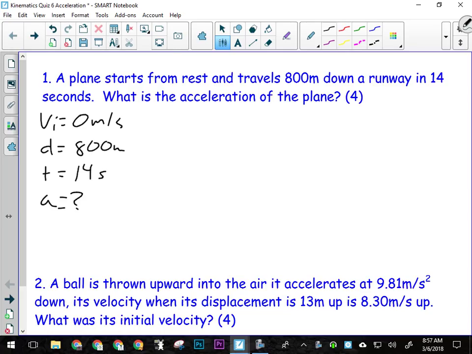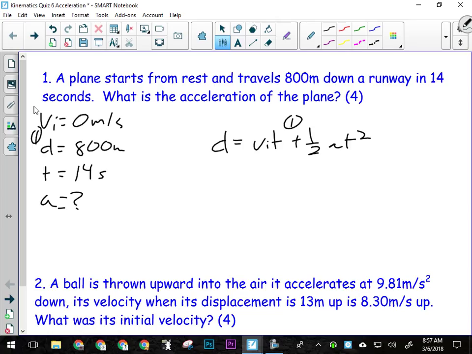All right, so I've got VI, I've got D, I've got T, and I'm looking for A. So the only formula that can do that in one step is D equals VI times T plus 1/2 AT squared. All right, so 1 mark for givens, okay, and 1 mark for picking the correct formula.